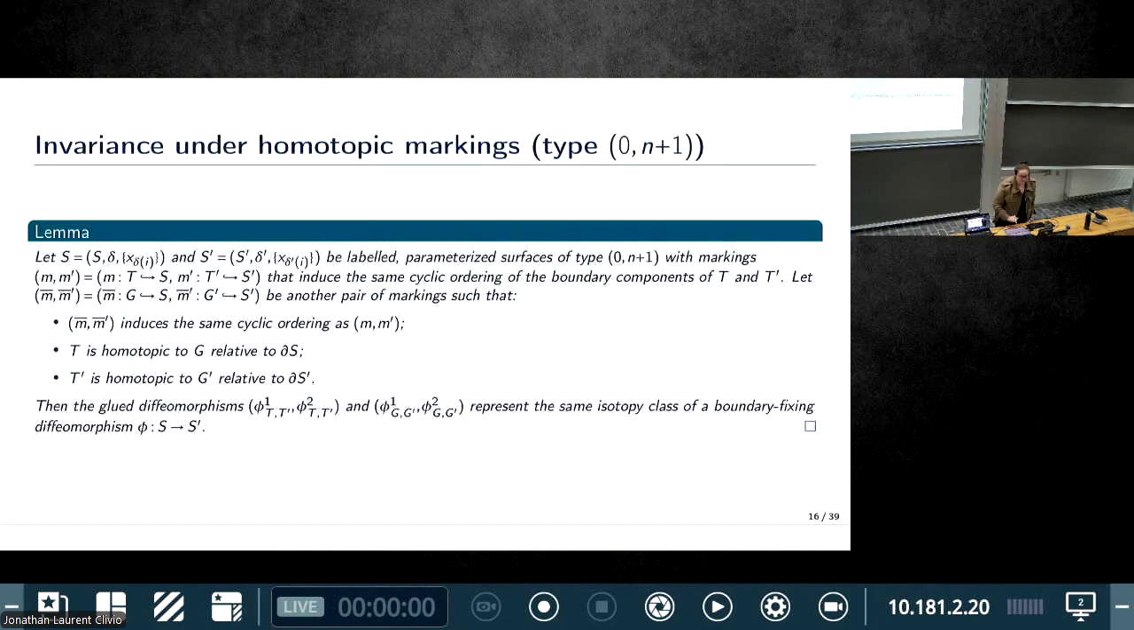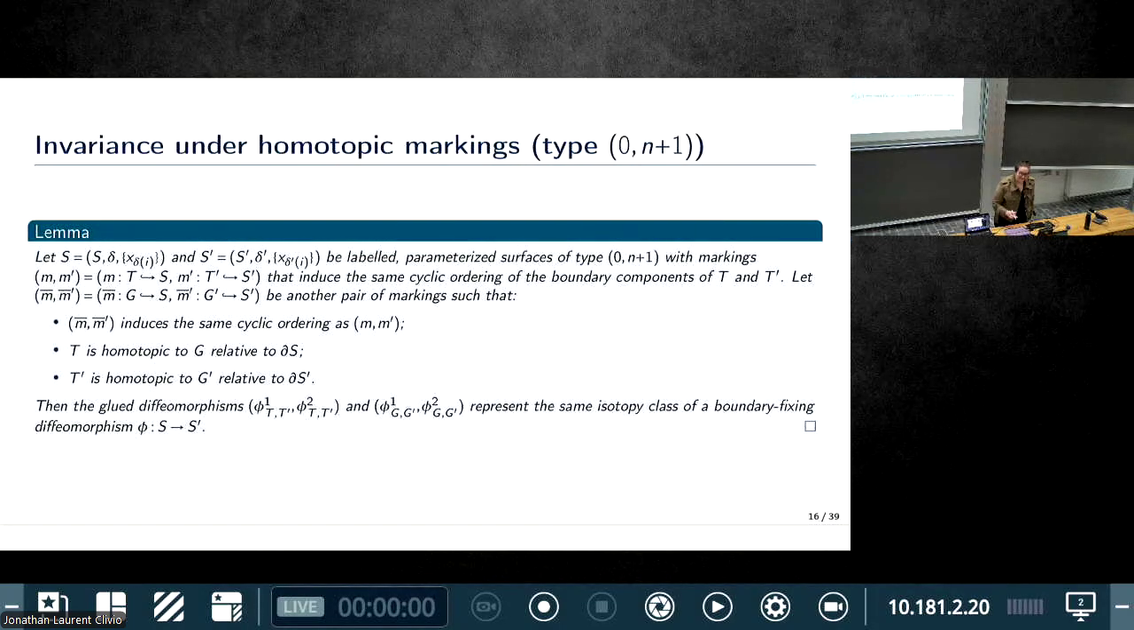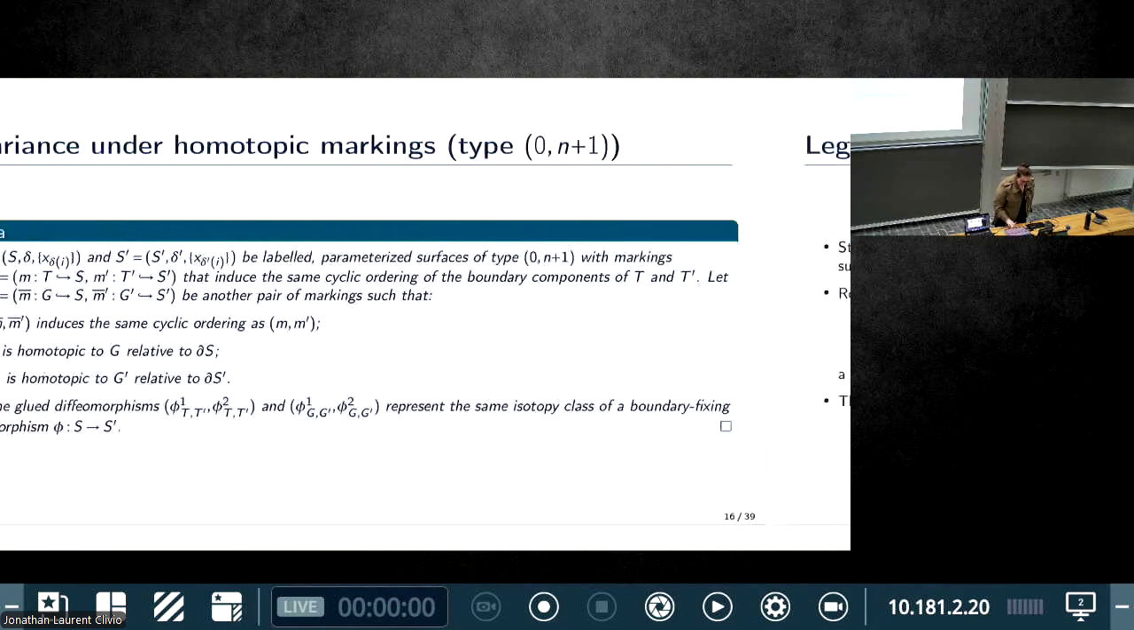Right, I put the lemma here. Yes. I mean, it is because the complement is a disk. Because it's genus 0 and everything's there. So yes. Not world changing, but extremely useful.